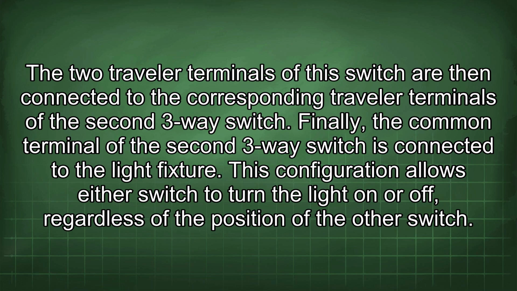Finally, the common terminal of the second three-way switch is connected to the light fixture. This configuration allows either switch to turn the light on or off, regardless of the position of the other switch.